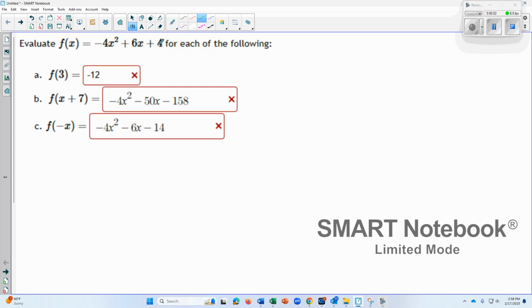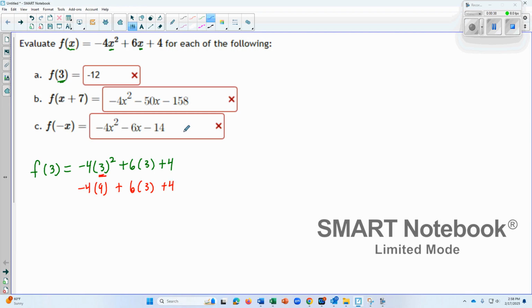All right, let's take a look at this. So we'll start out with plugging in 3 everywhere we see x, right? So let's see, what do we got here? I'll start down here. So f of 3 would be equal to -4 times 3 squared plus 6 times 3 plus 4. And so then we need to start doing our order of operations. So we'll start with squaring the 3, which will become a positive 9. Then we have plus 6 times 3 plus 4.